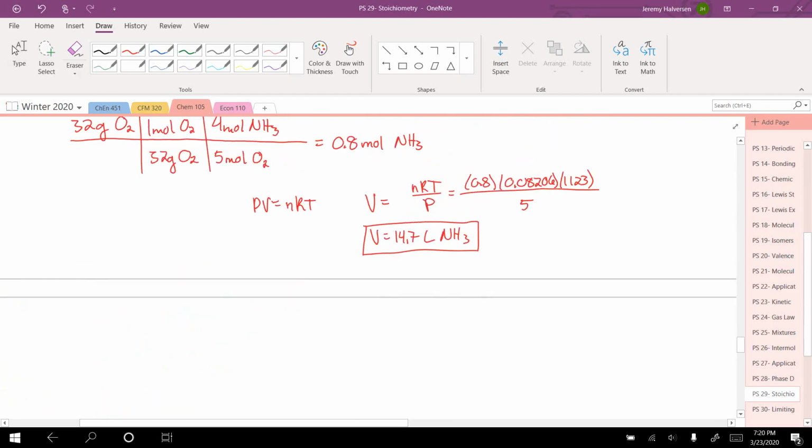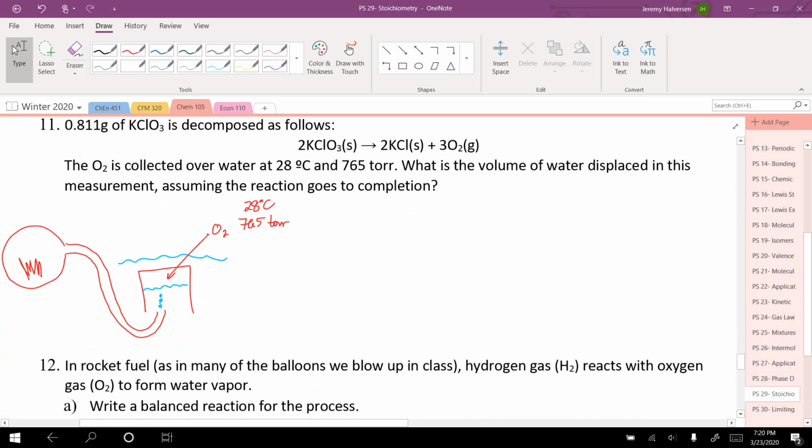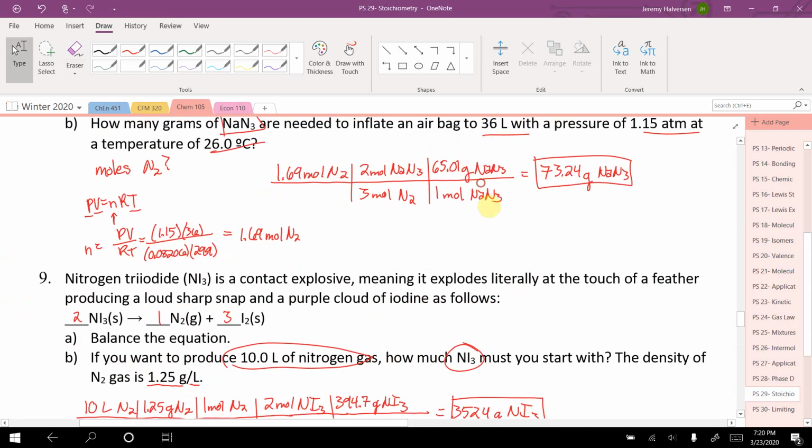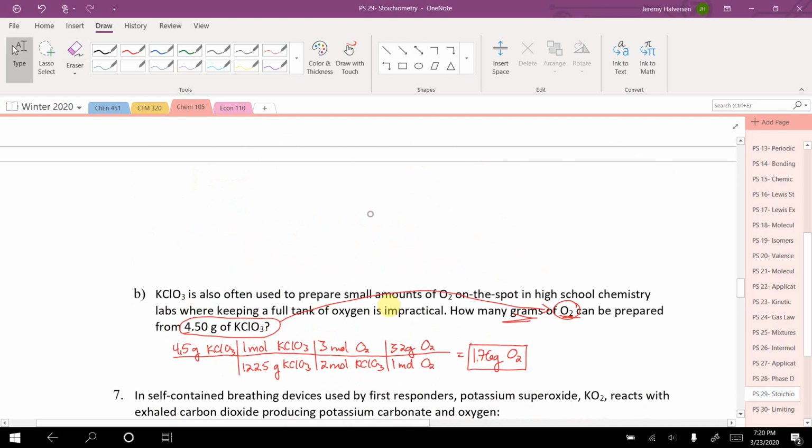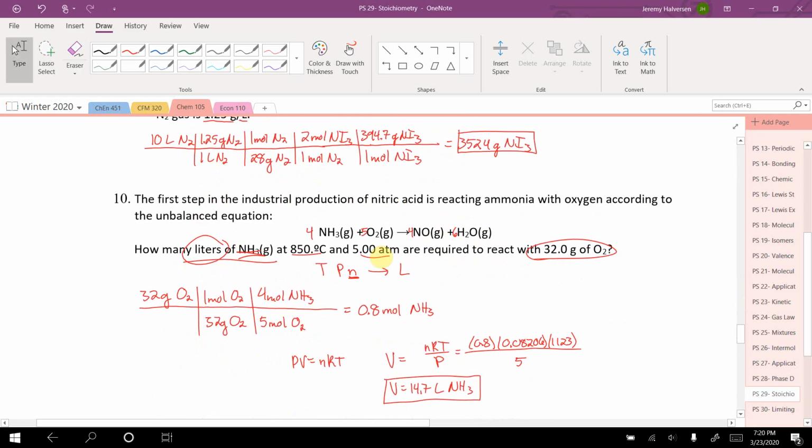So this is very similar to the last problem. They gave us a pressure, they gave us a temperature, they asked for a volume. Well, then I need to find the moles of O2 that's going to fill that space, that's going to come out of this reaction. Well, I know I started with 0.811 grams of KClO3. And I'm trying to get moles of O2. Well, 1 mole of KClO3, I think I found the molar mass in an earlier problem, didn't I? KClO3, 122.5.